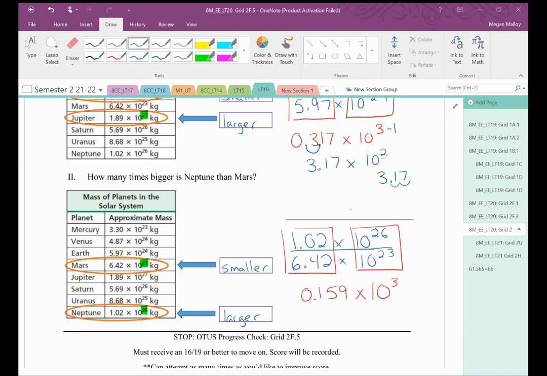So to convert this to scientific notation, I need to move my decimal one place to the right. According to my acronym LARS, left add, right subtract. Since I'm moving one decimal place to the right, I'm going to subtract 1, which gives me 1.59 times 10 to the second power. If I convert that to standard form, I'm going to move my decimal to the right 2 places. 1, 2. So Neptune is approximately 159 times as great as Mars, or 159 times bigger than Mars.